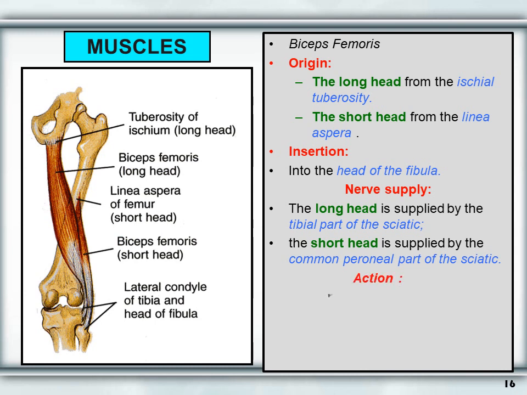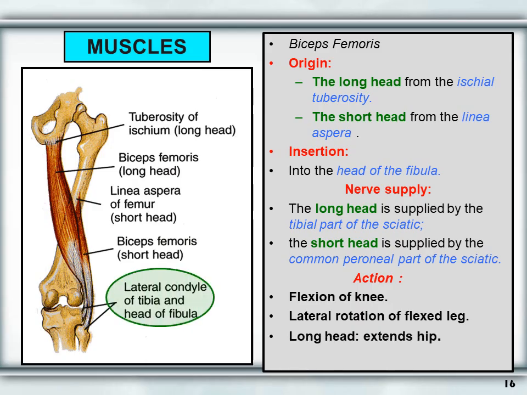The actions of the biceps femoris are flexion of the knee and lateral rotation of the flexed leg, and the long head also extends the hip.